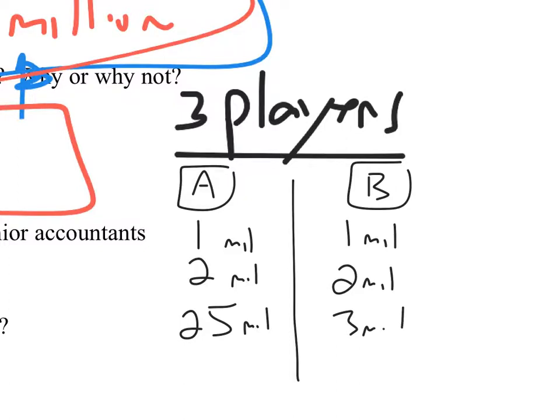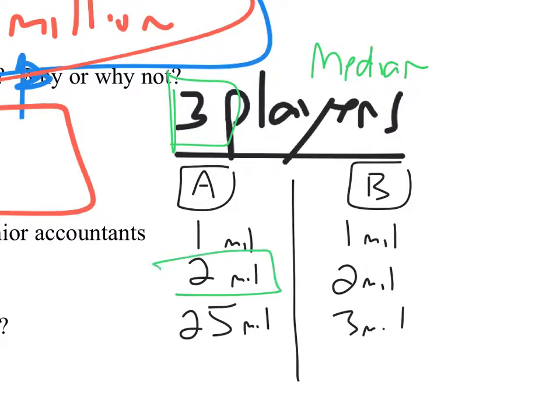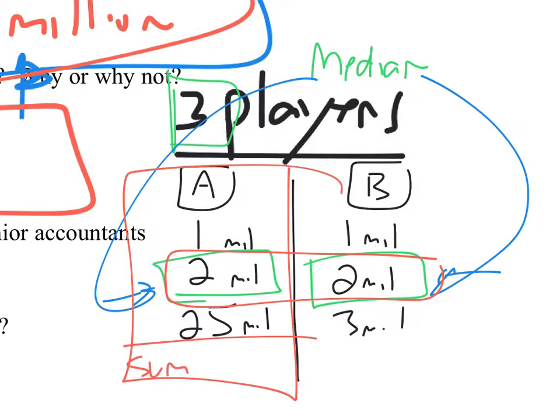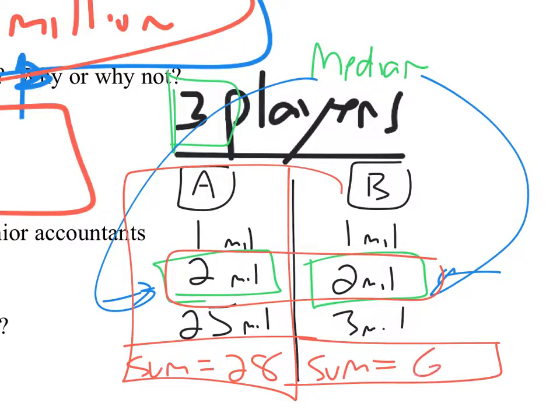Now, the median for both teams, the middle data value, well, since I'm pretending that there's 3 players, the median value, if you put the data values in order, is the middle number. It's that second number. So both teams' medians are 2 million. Can you know the sum of the salaries based on just knowing this? No, because look at Team A. Team A, their sum is 1 plus 2 plus 25, or 28 million. Team B, their sum is 1 plus 2 plus 3, or 6 million.